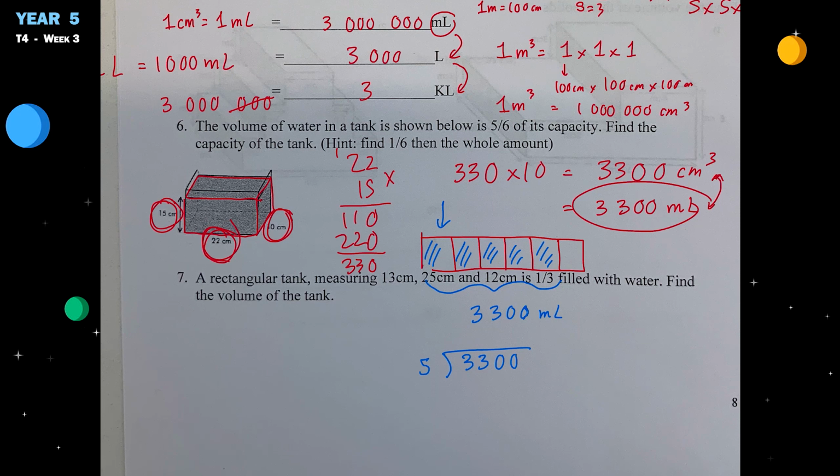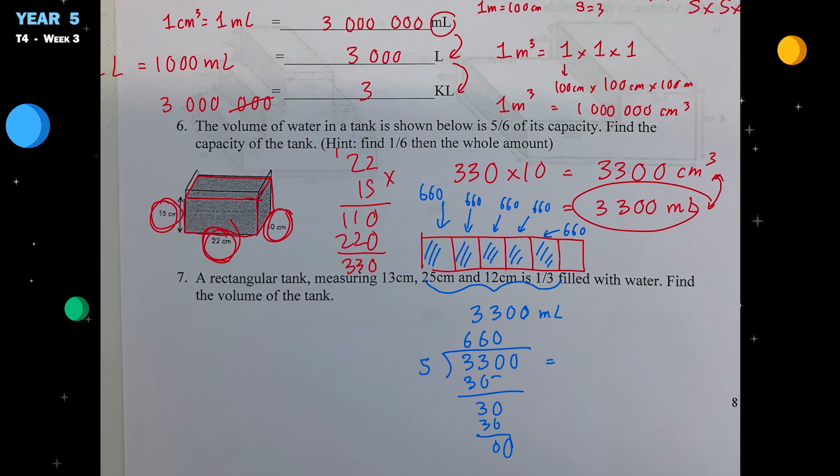So 33 divided by 5 would give me 6. 5 times 6 is 30. Take away, you get 3 remainder. Bring the next one down, 0. So 30 divided by 5 again is 6, and that will be 30. No remainders. Bring the next 0 down, and 0 goes there as well. So the answer is, in each of these pieces there should be 660. That's also 660, and that one is 660, and this is also 660 as well.